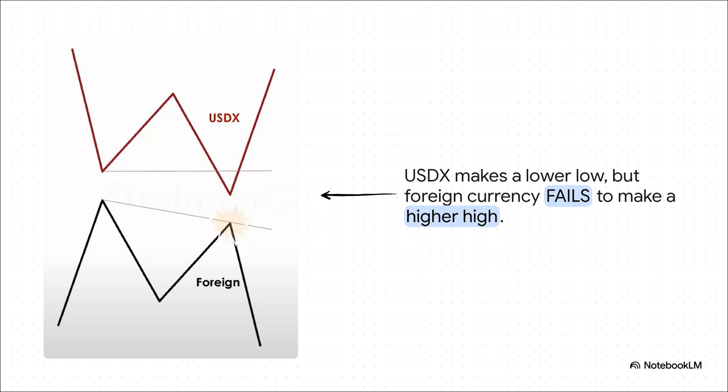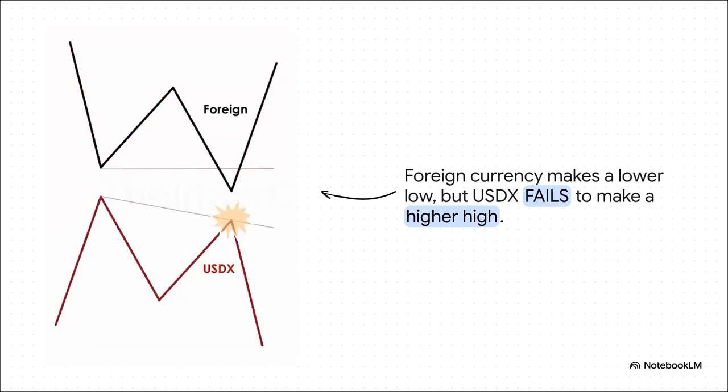It's showing weakness. This failure swing is telling us that even though the dollar is weak, the foreign currency doesn't have the juice to rally. That's a massive warning sign that it's probably about to fall. And here's the flip side.